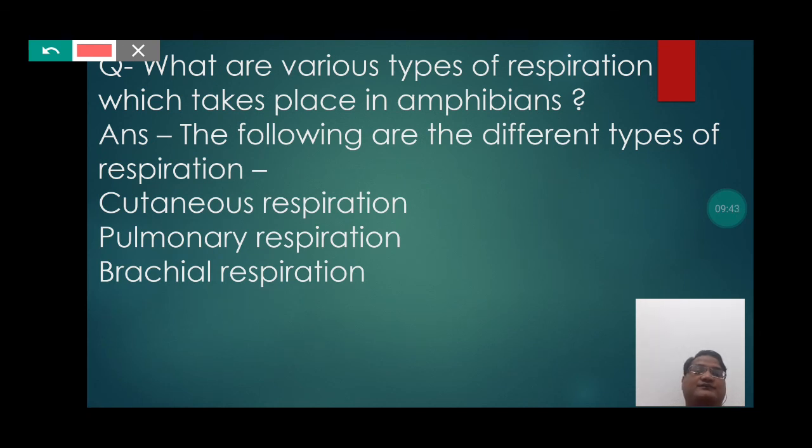Pulmonary respiration is a type of respiration in which lungs play a very important role in the exchange of gases. So students, pulmonary respiration also takes place in amphibians. Branchial respiration is the type of respiration which takes place via gills, which remain present in some of the amphibians.